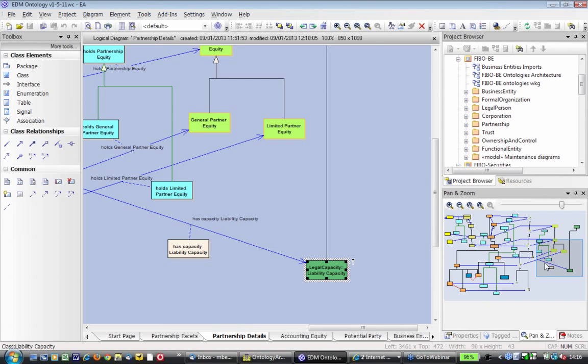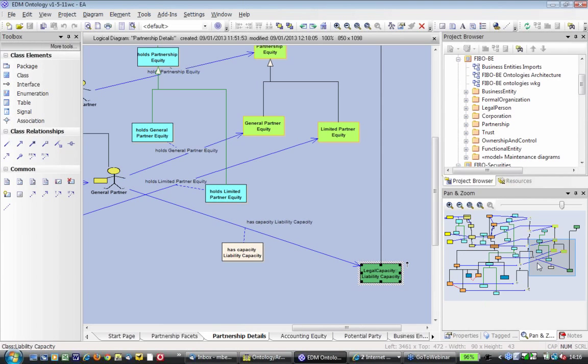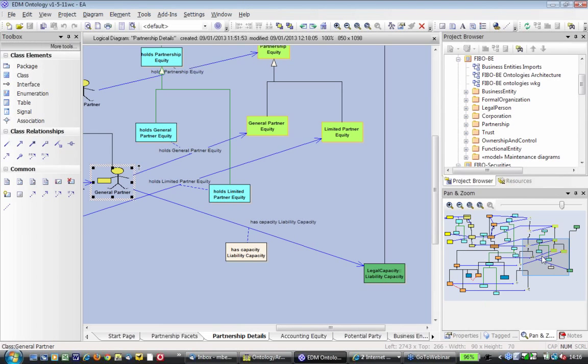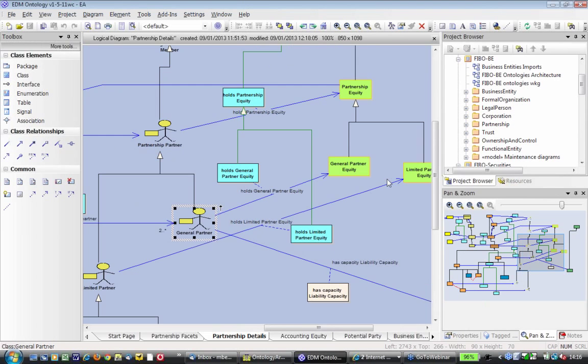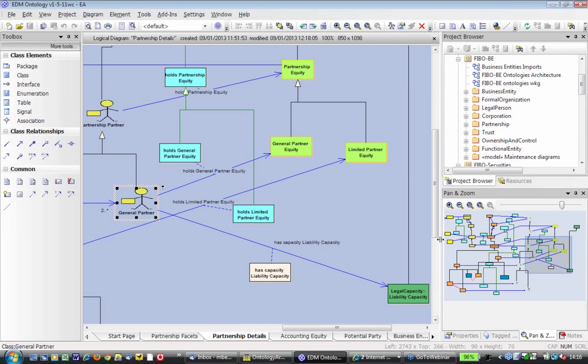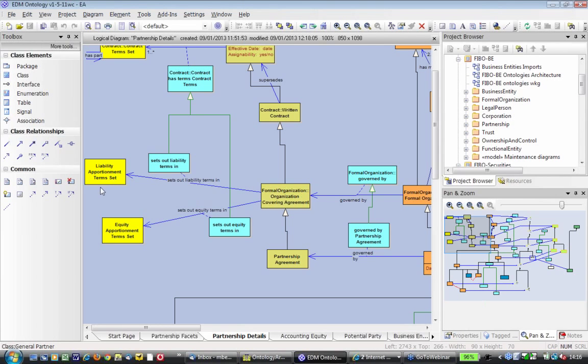The other thing about the general partner is they have the capacity for liability. So we defined a legal person as being something that has the capacity for liability. A partnership may or may not be a legal person, and where there are general partners, those general partners carry the liability, so that liability is passed through. If the partnership incurs debts and you sue that partnership, the liability passes through to the general partners, not, of course, to the limited partners. So this is what this is trying to reflect. So now we're defining these parties both in terms of the kinds of equity they hold and the kinds of liability that they have the capacity for.